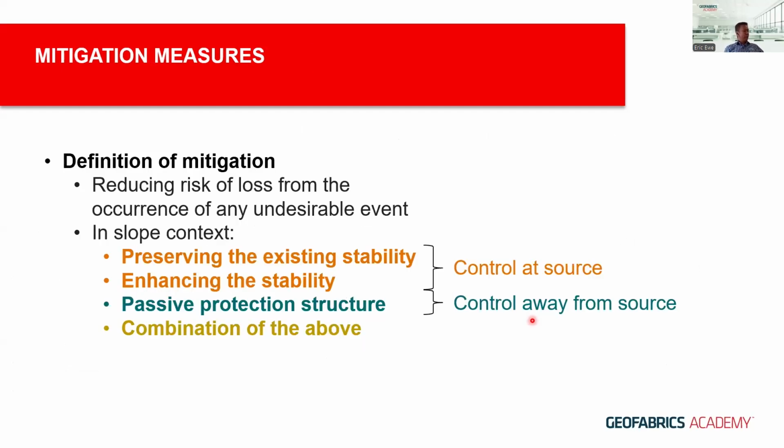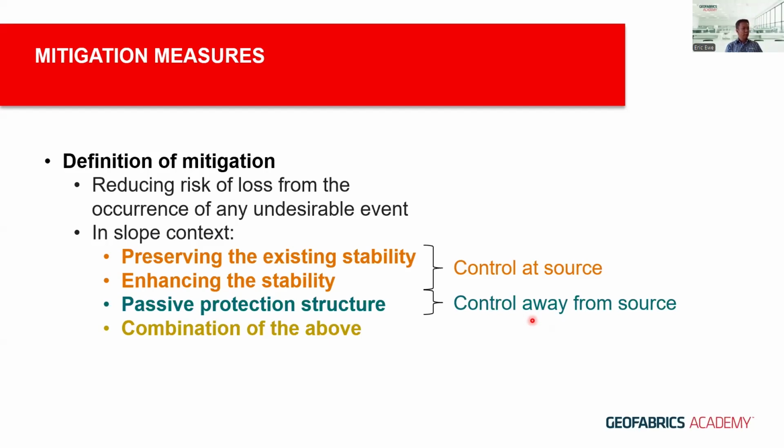Okay, coming to the mitigation section. Now, mitigation is reducing the risk of loss from the occurrence of any undesirable event. And again, in the slope context, we can divide that into preservation of the existing stability of the slope and enhancing the stability of the slope from a certain factor of safety of 1 to, say, a factor of safety of 1.5, things like that. And this is what we call control at source.